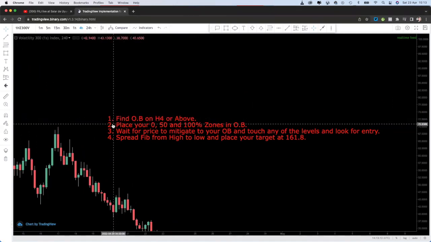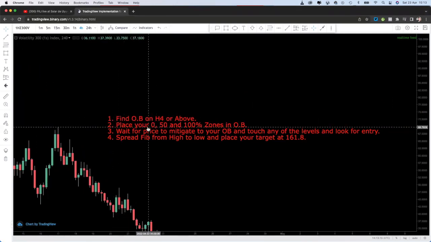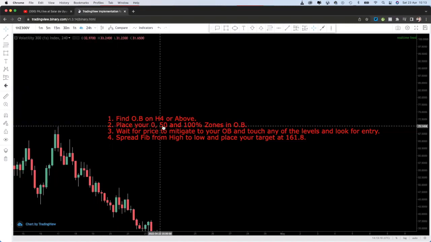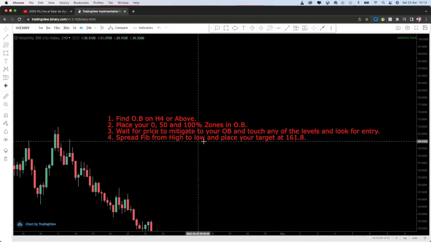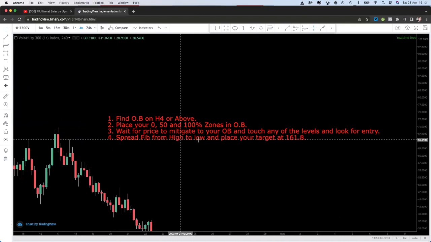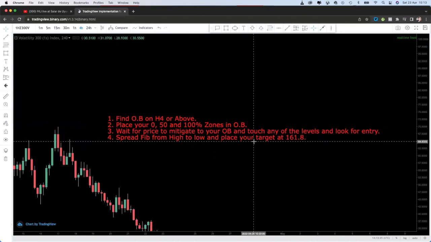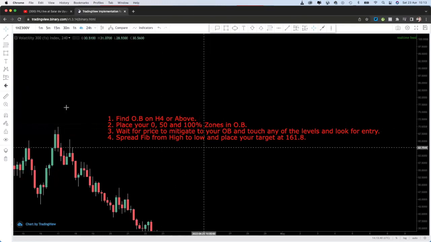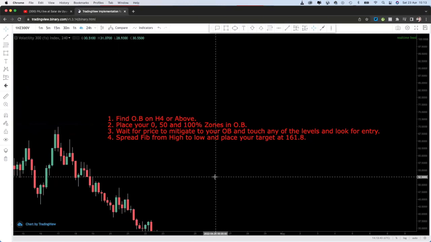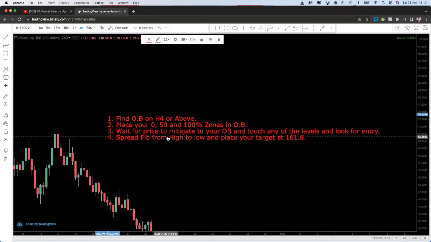Number two, place your fib, place your 0, 50 and 100% zones in the order block area. Then wait for price to mitigate your order block and touch any of these levels and look for entry. Then you spread your Fibonacci from the high to the low point depending on which direction the market is, and place your target at the 161.8. So simple and clear. You maybe can take a screenshot of this if you want. All right, now let's move on to the charts.